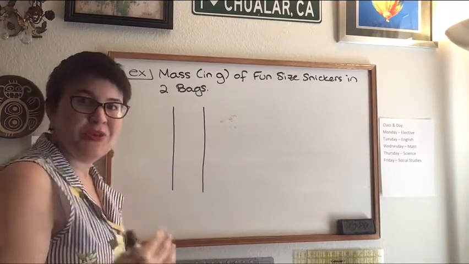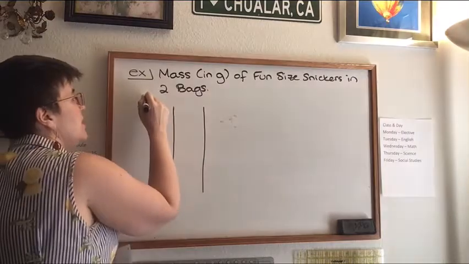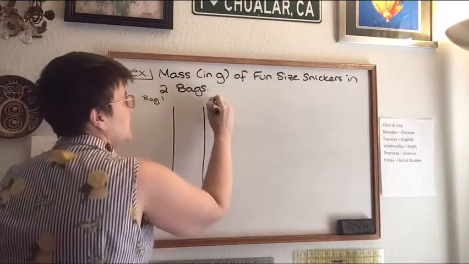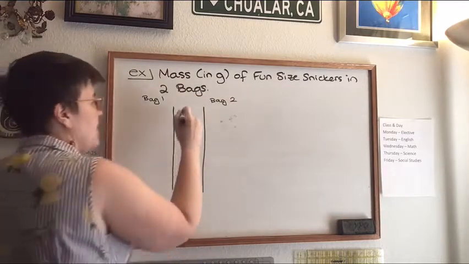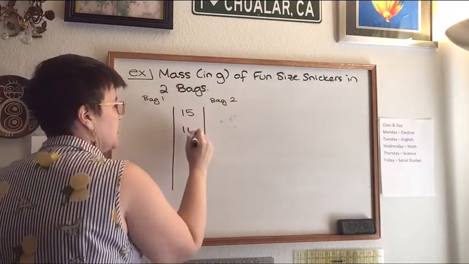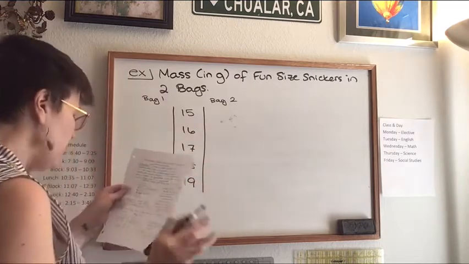And what I'm going to do is I'm going to have leaves off to the right and leaves off to the left. So this one is going to be bag 1. This one is going to be bag 2. Because they're similar things, their stems are all going to be the same. I have a 15, a 16, a 17, an 18, and a 19. And now I'm just going to write these down.